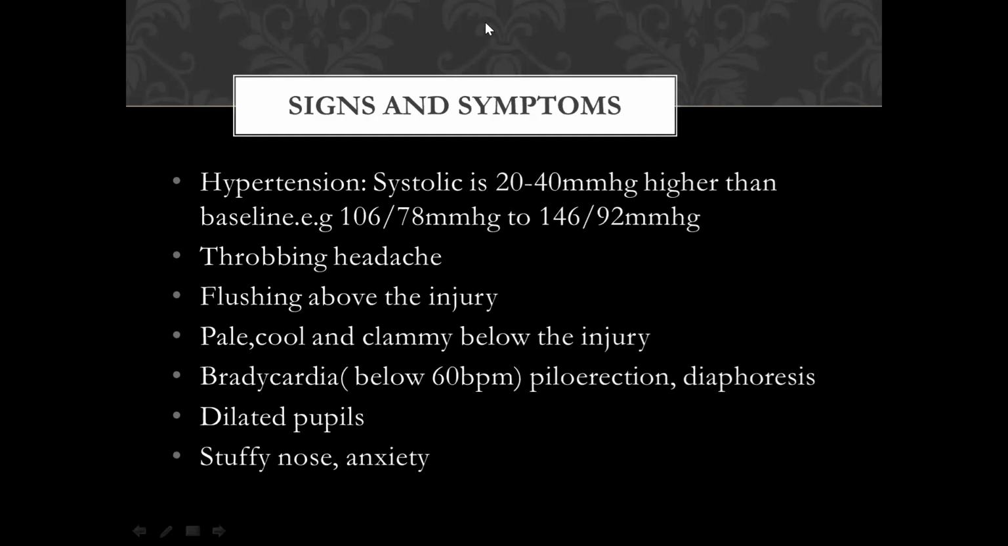Another thing is throbbing headache. This patient will be complaining of throbbing headache. Why? The parasympathetic nervous system causes vasodilation. There is excessive vasodilation above the level of the injury. There is excessive blood supply to the brain, and everywhere is crampy and choked up. This patient will have throbbing headache. The patient will also have flushing.